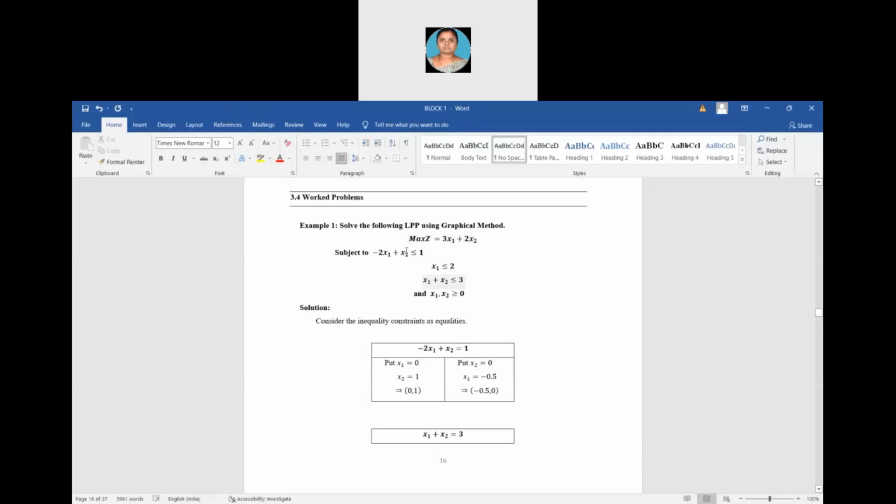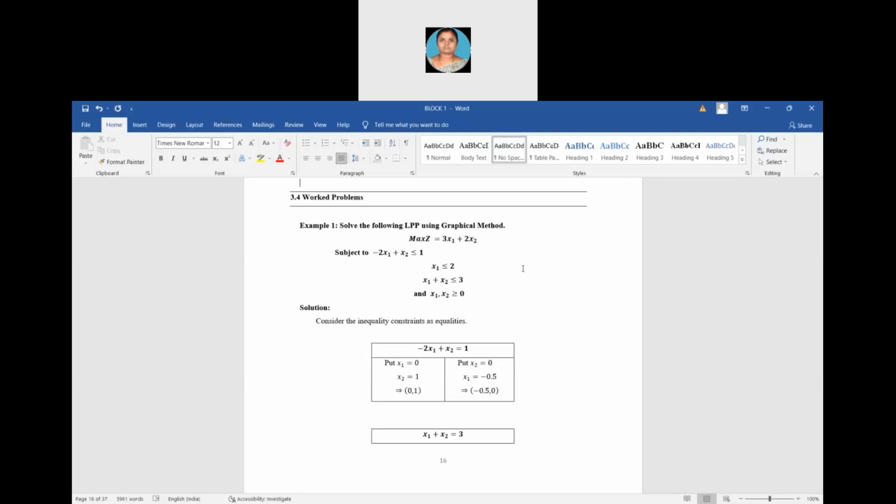Subject to some conditions they are given: minus 2x1 plus x2 less than or equal to 1, x1 less than or equal to 2, x1 plus x2 less than or equal to 3, and x1, x2 greater than or equal to 0. Generally the last step is given for all problems because all are non-negative. Here the decision variables are nothing but x1 and x2 alone. Our aim is to find the values of x1 and x2.